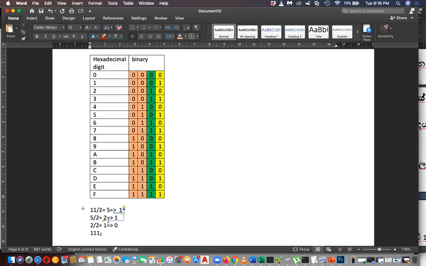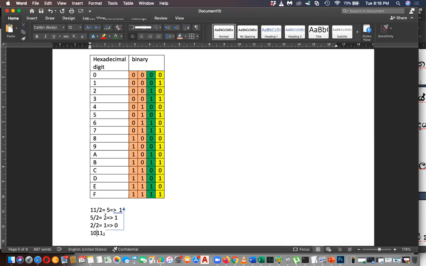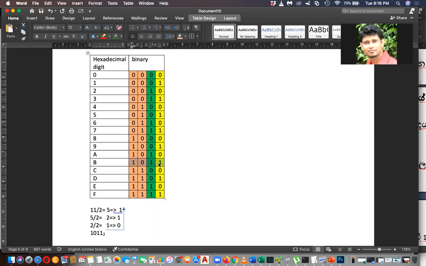Then 1 remainder 0 hits the end. So now you check from bottom to top. Take from bottom to top: 1 0 1 1. Here you have 2 ones. So it's like this, 1 0 1 1. This is B. B is 1 0 1 1. Correct, no? So you can check some others.